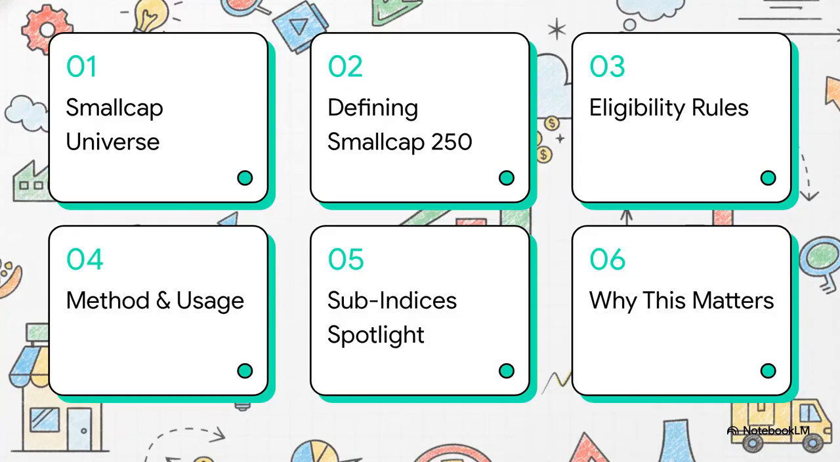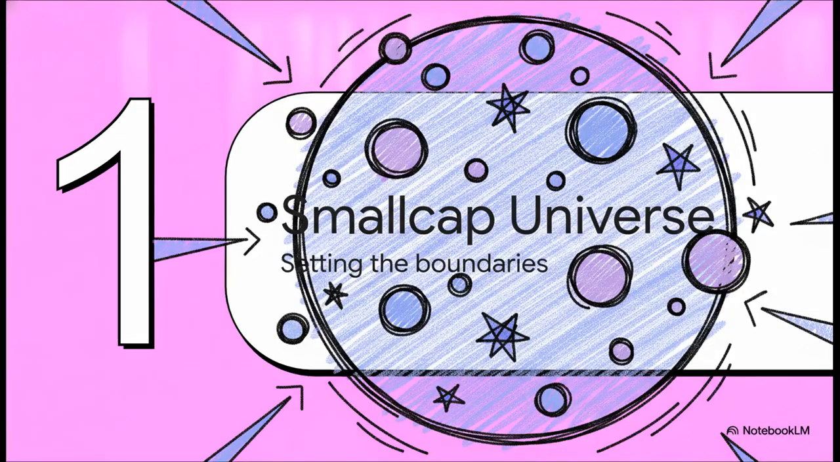We've got a lot to cover. We'll start by mapping out the broader small-cap universe, define exactly what the Small Cap 250 is, and check out the eligibility rules. Then we'll look under the hood at the calculation method and usage, shine a spotlight on some key sub-indices, and wrap up with why this all actually matters to you. So, Part 1, the small cap universe, setting the boundaries.